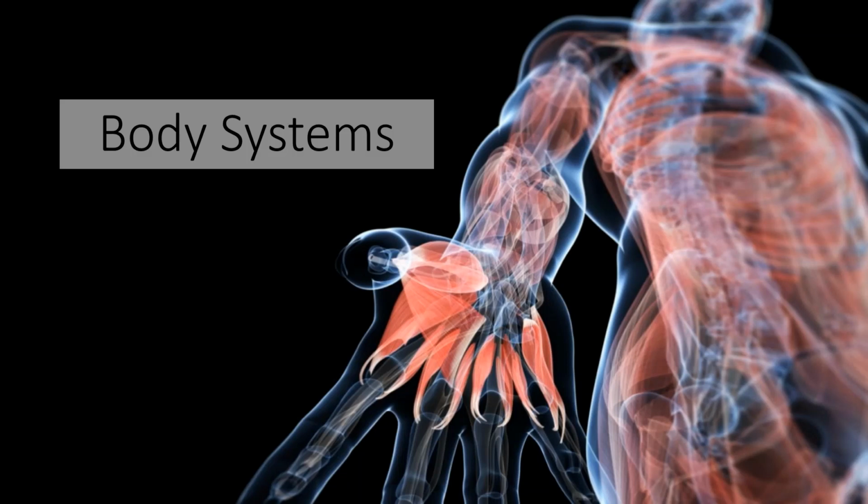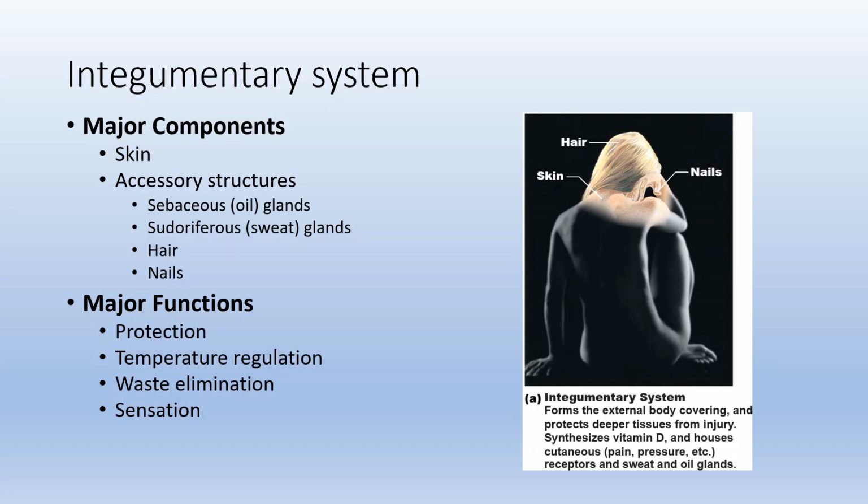In the next part of this lecture, we will introduce the 11 body systems. We will discuss the organs and structures that comprise each system, and we will also address the function or functions of the body systems. The very first body system is the integumentary system, and this is the first one that we will cover in this course. When looking at major components, these components can be organs or other structures. In this case, the integumentary system includes skin, and the accessory structures being oil glands, sweat glands, hair, and nails.